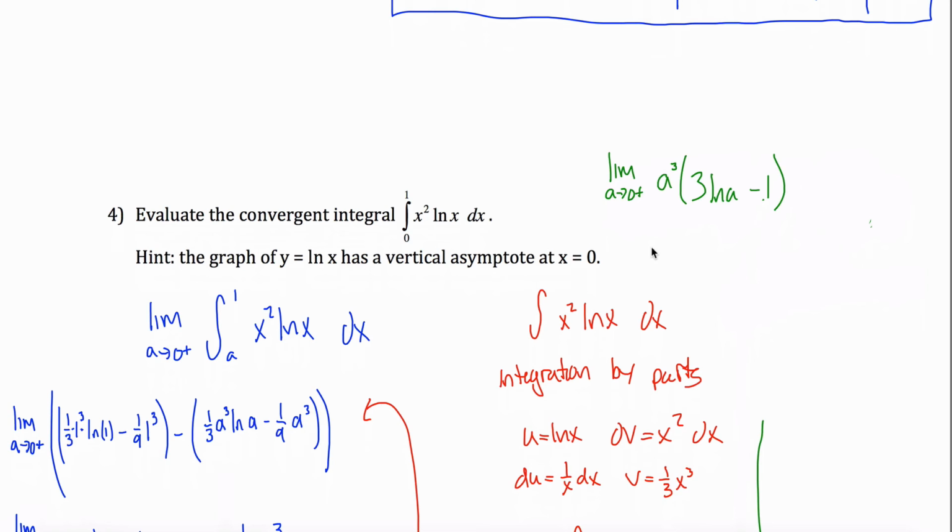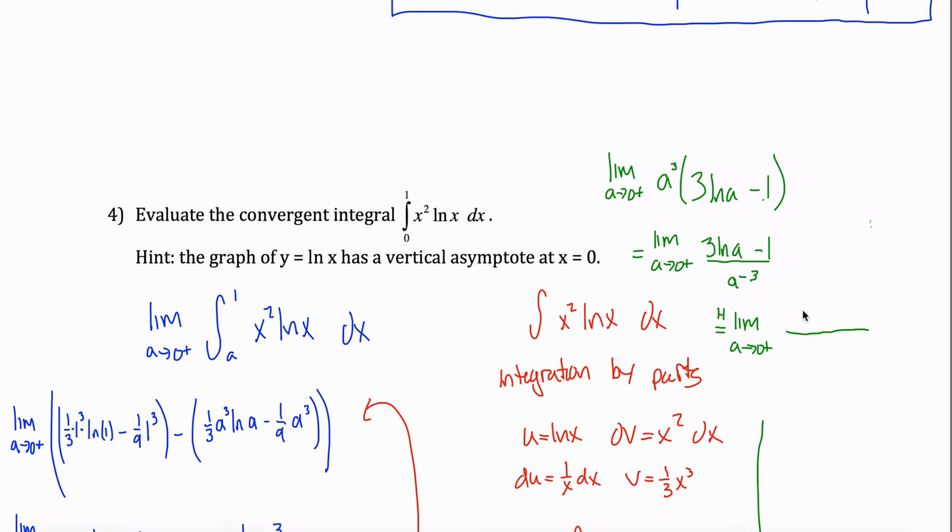And if you don't believe me, you can rewrite this into a form that's conducive for L'Hopital by taking this a cubed and putting it on the bottom of the fraction. So 3 natural log of a minus 1 over a to the negative third power. And maybe now you can see that this is negative infinity and this is positive infinity, which is an indeterminate form. So I can use L'Hopital's rule to say that this is equal to the limit as a approaches 0 from the positive side of the quotient of the derivatives.